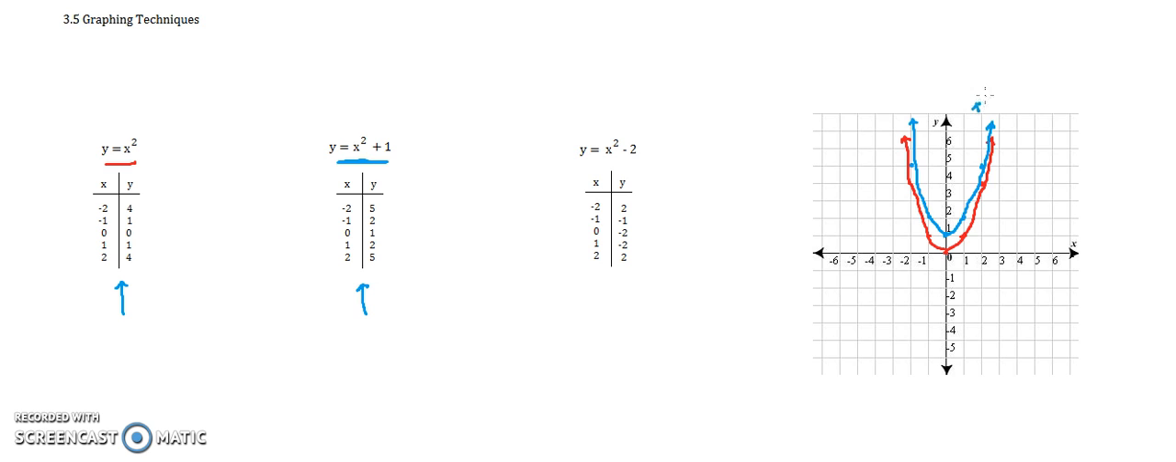Okay, so that's x squared plus 1. And the red graph was our x squared. Okay, well that seems to make enough sense.